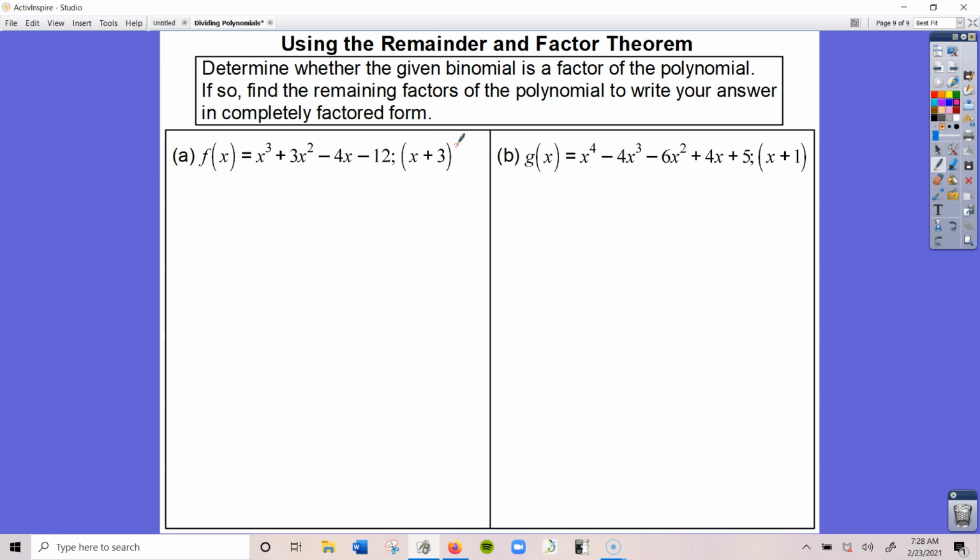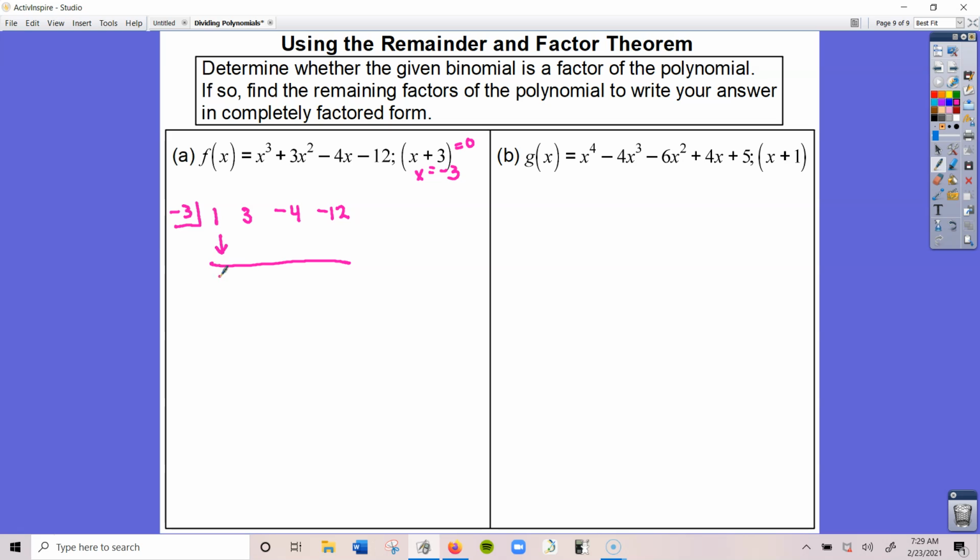If we make this factor equal to 0, then we would have to subtract the 3, so x is equal to negative 3. So that's what I'm going to put in my little box. Then rewrite these coefficients going across, so 1, 3, negative 4, and negative 12.